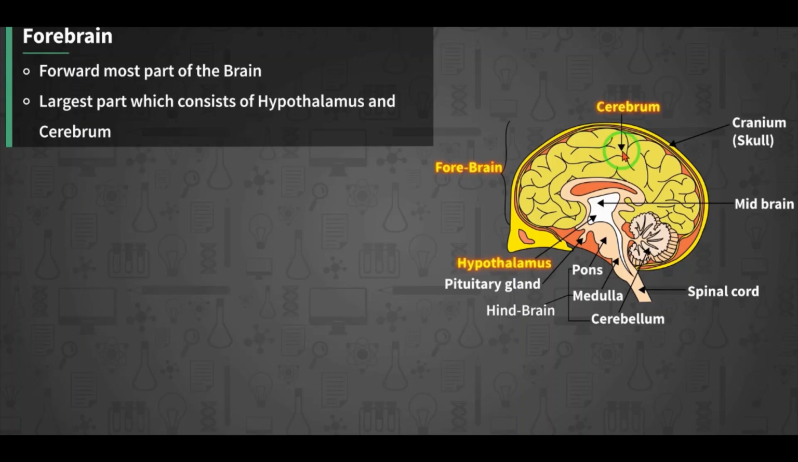The outer portion of each cerebral hemisphere is formed by gray matter and is called the cerebral cortex. This is the outermost part of the cerebrum. One more inner region is the cerebral medulla. The inner region is known as the cerebral medulla and the outer region is known as the cerebral cortex.